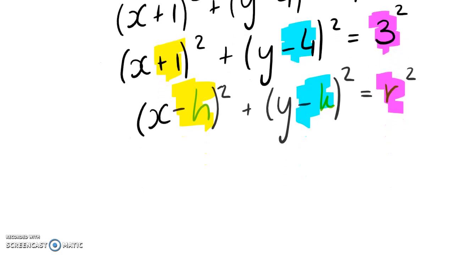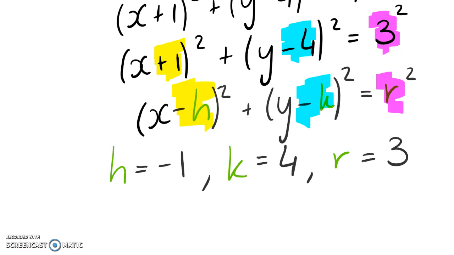So that means that h has to equal negative 1 because negative h was equal to 1. k equals 4. And r equals 3. This means we have a circle centered at negative 1, 4 with radius 3. We could draw this if we liked.